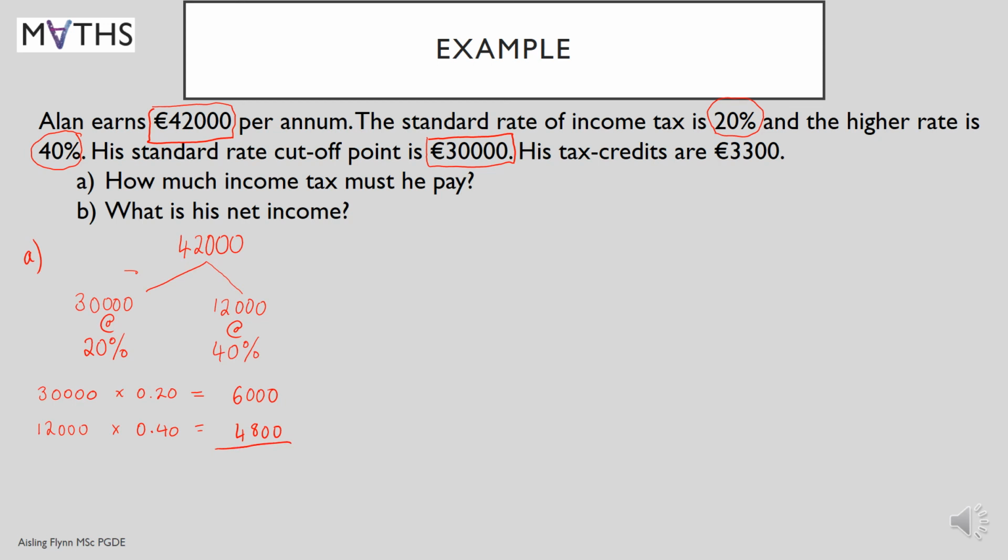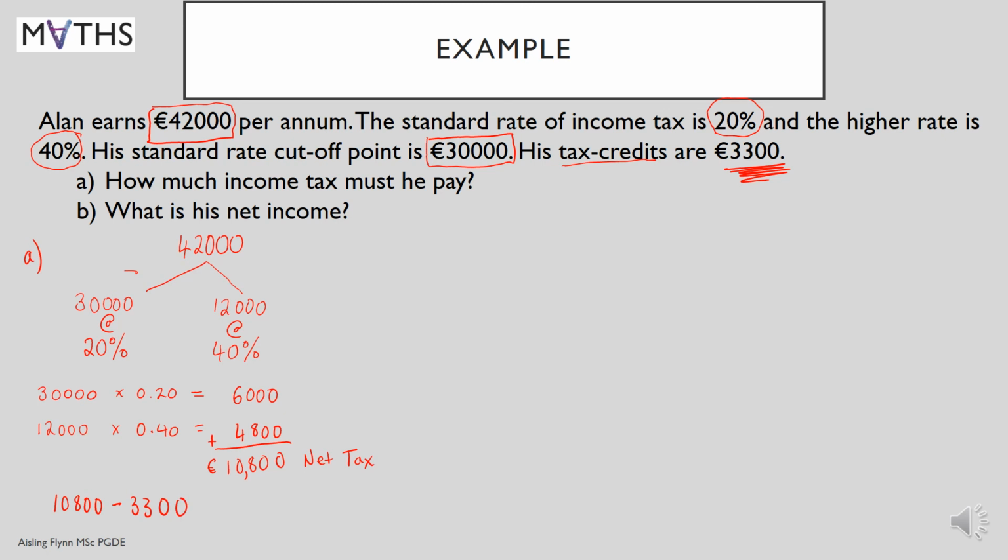Now these combined will give the initial tax bill, so we'll add the two of them. We get 10,800. Now that's quite a lot, isn't it? And this is his net tax. So he might get a fright when he sees that the first time. Okay, but does he have to pay all of that tax? No, he does not, because he has tax credits and they are 3,300. So let's put them to good use. That's his allowance that he does not have to pay.